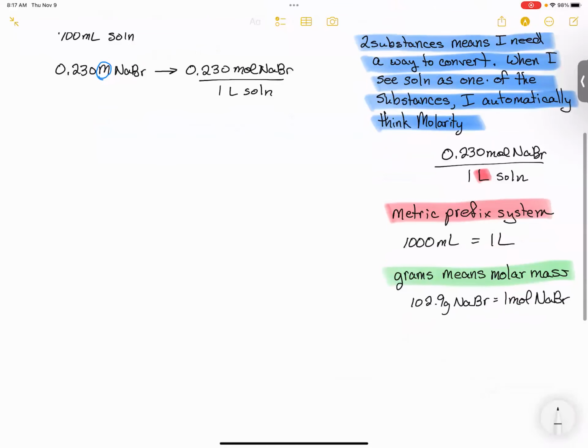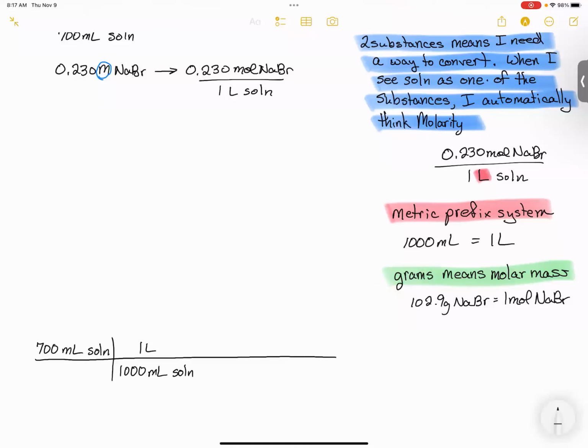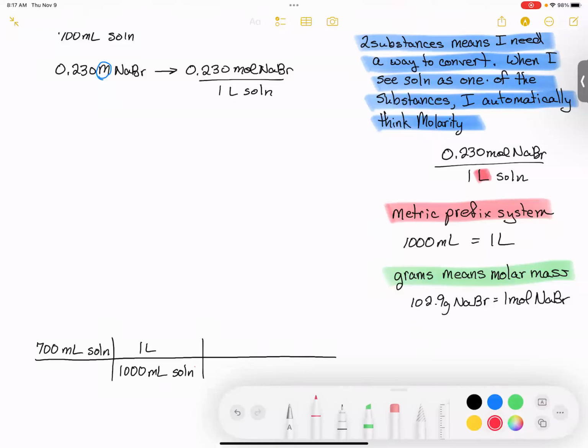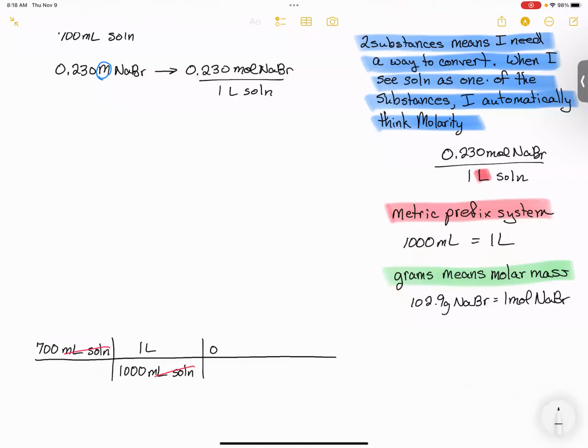So now I'm ready to start this problem: 700 milliliters of solution. There are 1,000 milliliters of solution in 1 liter. I chose that particular conversion factor because I needed to get rid of milliliters of solution, and I'm left with liters of solution. Now I need a conversion factor that has liters of solution, and that is going to be the molarity. So 0.230 moles of NaBr is to 1 liter of solution.